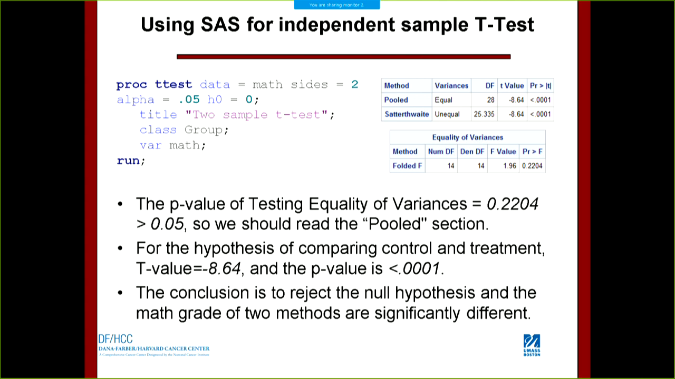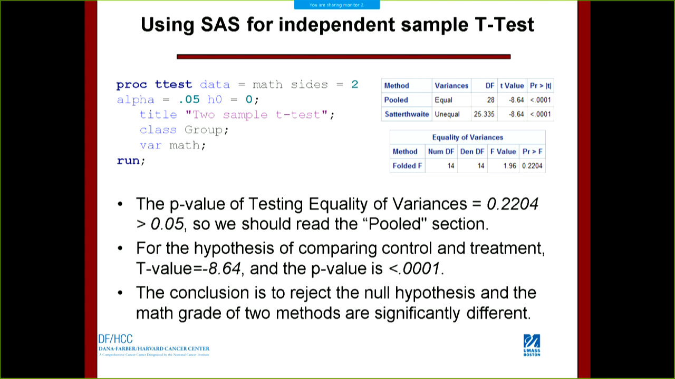In SAS, the command for the t-test is proc ttest here, and the variable is the testing variable, the outcome variable, and for the class, we put a categorical variable, group, here for the t-test.